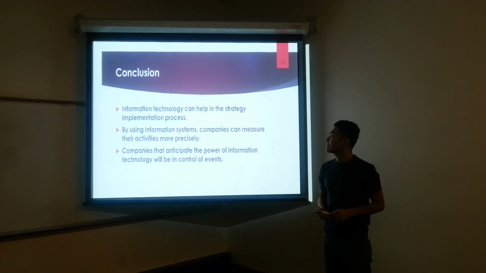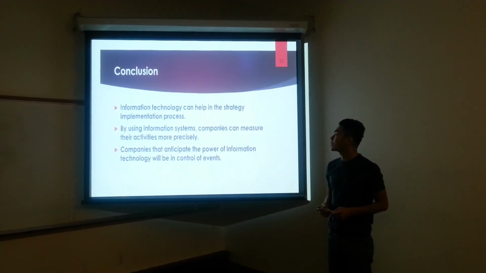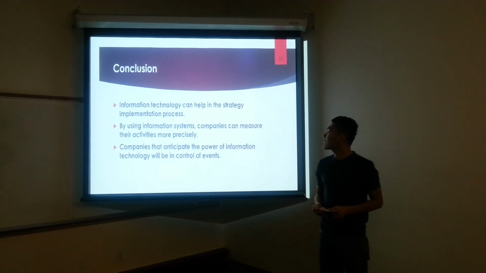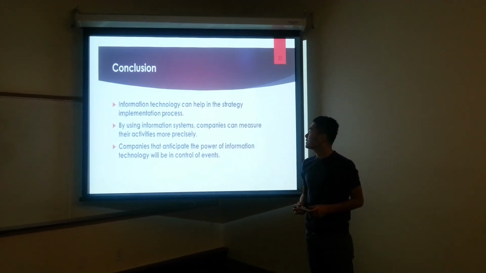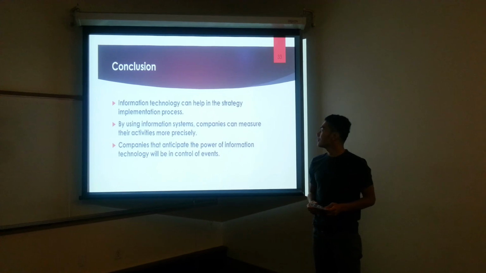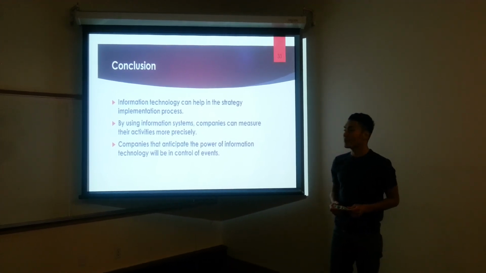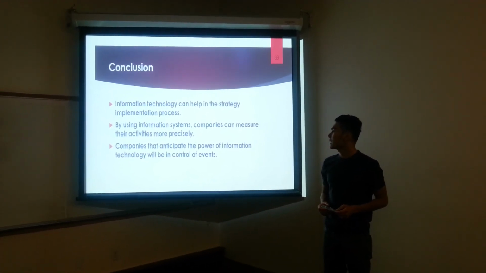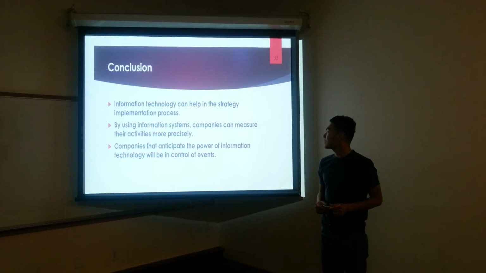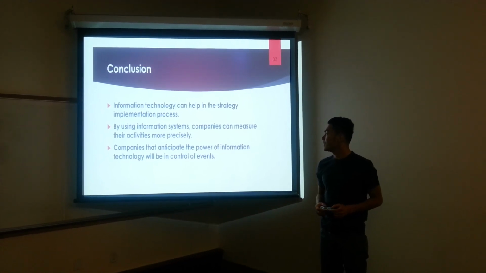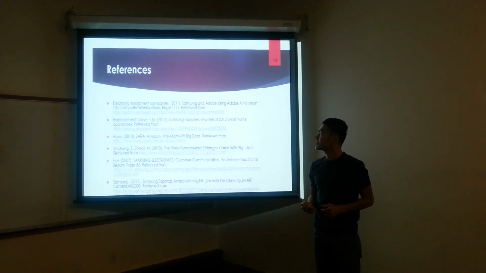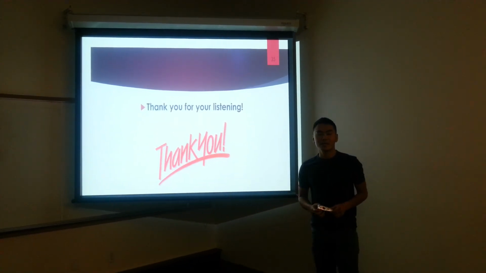After analyzing Samsung company, we got 3 conclusions. Information technology can help in the strategy implementation process. By analyzing information systems, companies can measure the activity more precisely. Companies that anticipate the power of information technology will be in control of events. That's our presentation. Thank you.